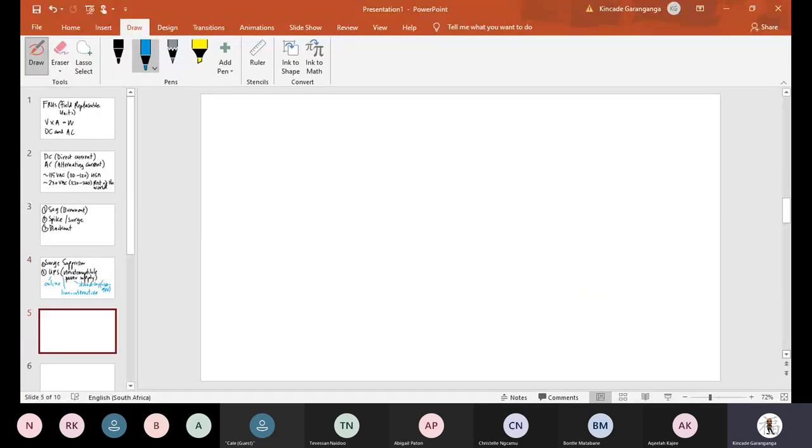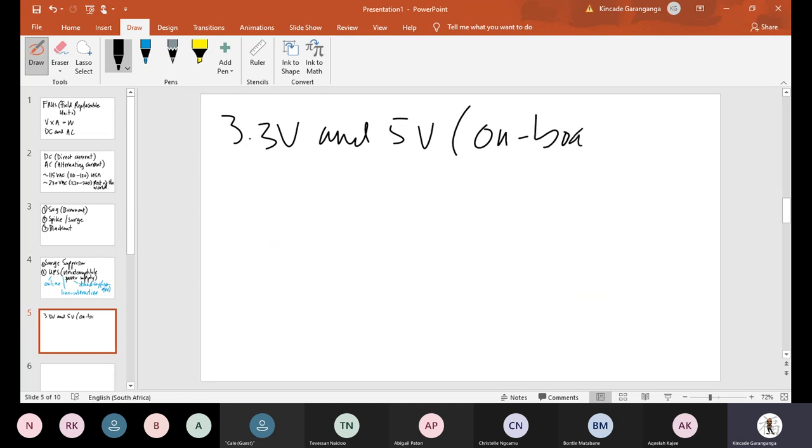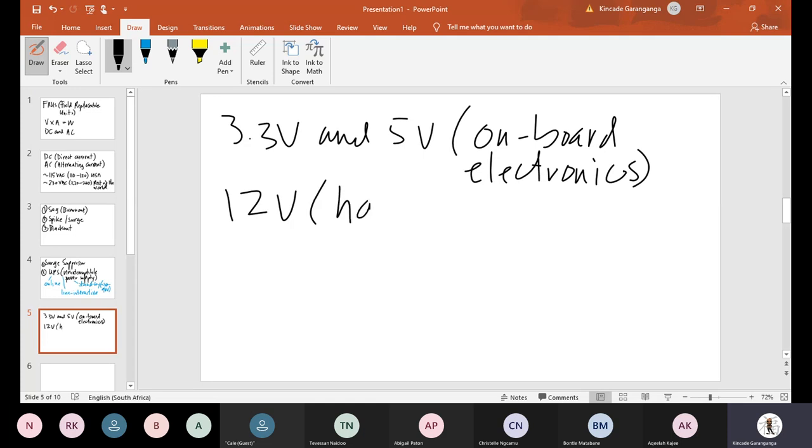So if you look at what you literally have as far as this is concerned, normally you would find, like I was saying a couple of seconds ago, 3.3 volts and 5 volts. Normally this would be for your onboard electronics. And then you've got your 12 volts for more power intensive components. So normally, like I was mentioning earlier, your traditional hard drives.